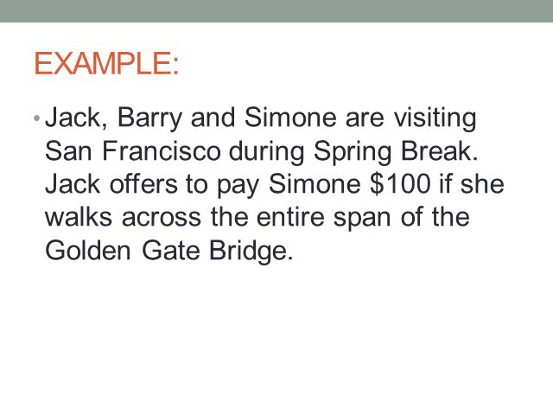What if, without saying a word, Barry, rather than Simone, starts to walk across the bridge? Do Jack and Barry have a contract? No, they don't. Why? Because the offer was made to Simone. Only the person to whom the offer is made can accept. So Barry, if he made it all the way across, would not be able to collect the $100 from Jack.